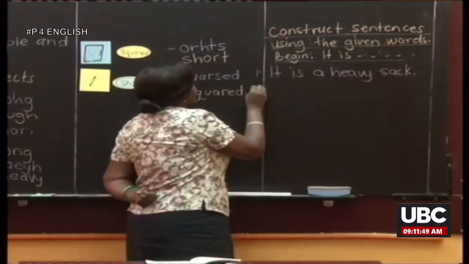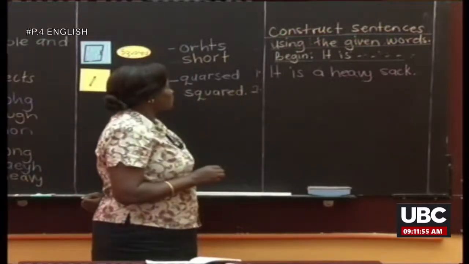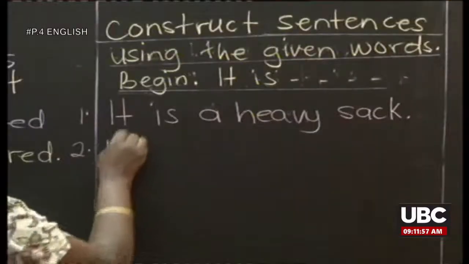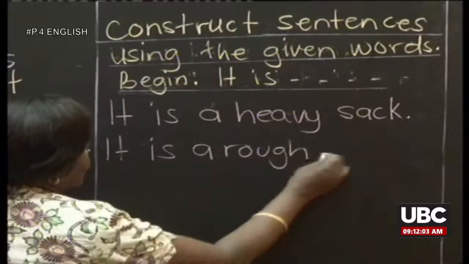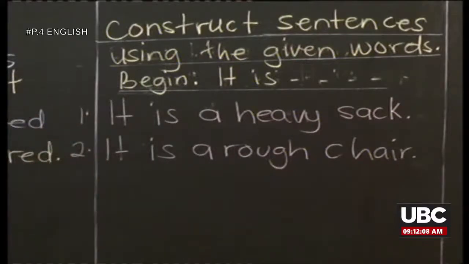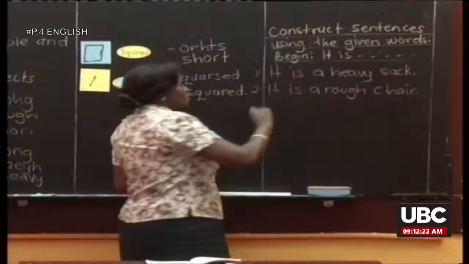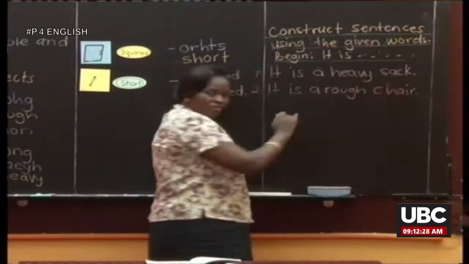Our second sentence, we are going to use rough. We shall say it is a rough chair. That's what we have looked at. Remember, children, adjective words, we use them to describe nouns. And what is a noun? A noun is a name of anything. So what we are trying to describe, those are the nouns, or those are the objects we have looked at. So we are describing the chair, which is rough. We are describing the sack, which is heavy.